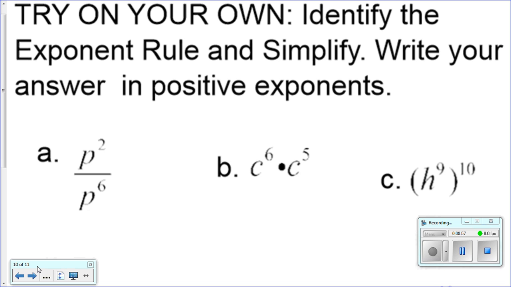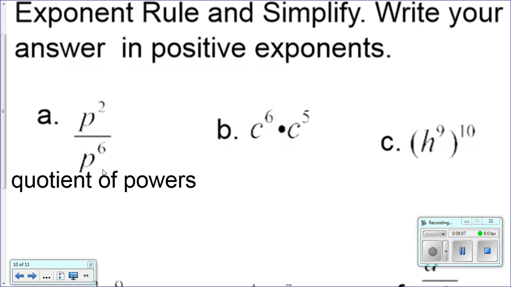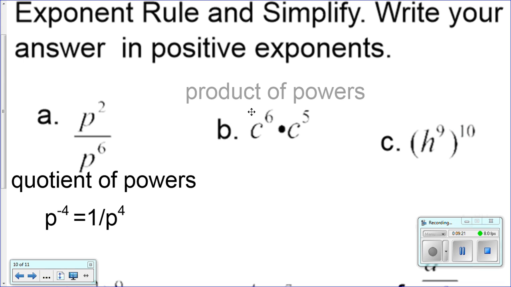Okay, so this first one is actually a quotient of powers, because you have a power being divided by a power. When that happens, you subtract. So 2 minus 6 gives you negative 4. But we can't have a negative exponent, so it needs to be flipped to the bottom. So 1 over p to the 4th. That's all you have to do. B is a product of powers. When you have a product of powers, you add the exponents. So 6 plus 5 gives you 11, so c to the 11th.